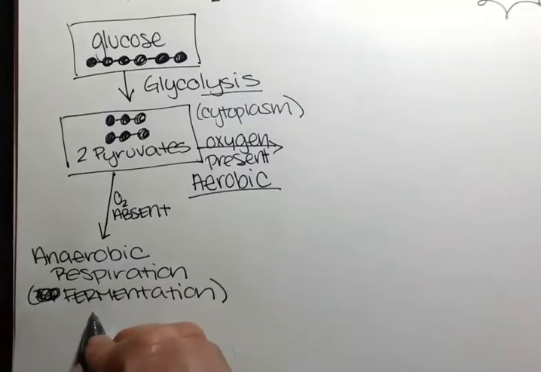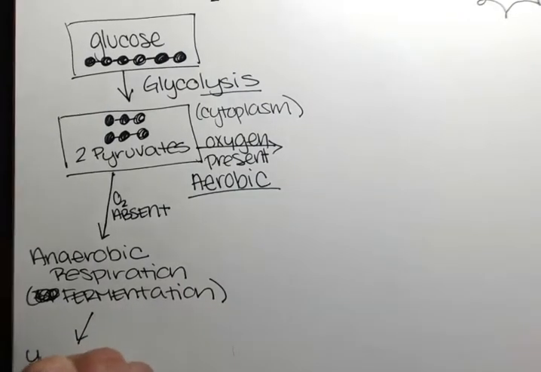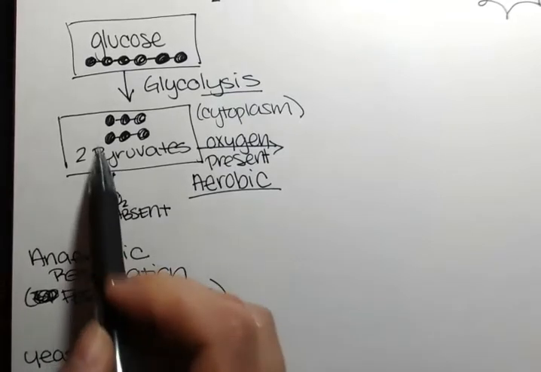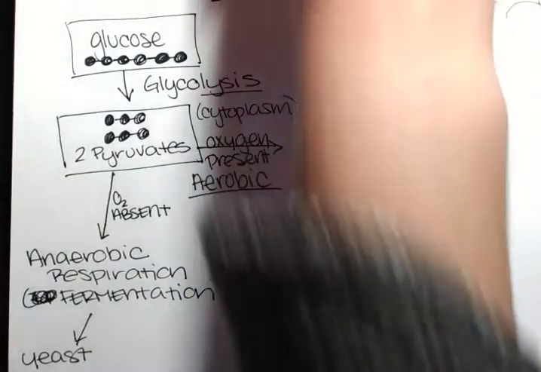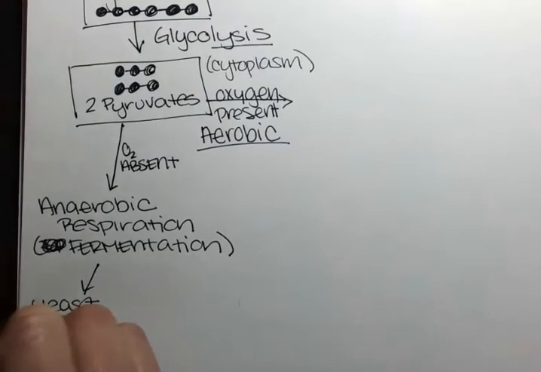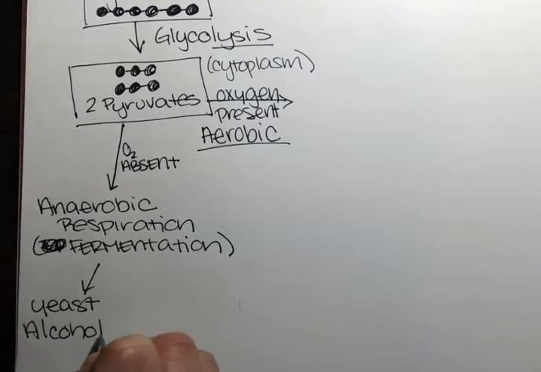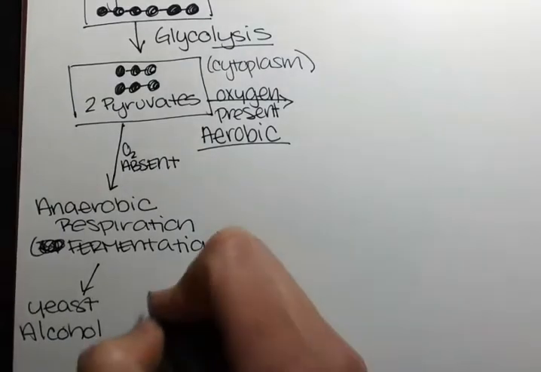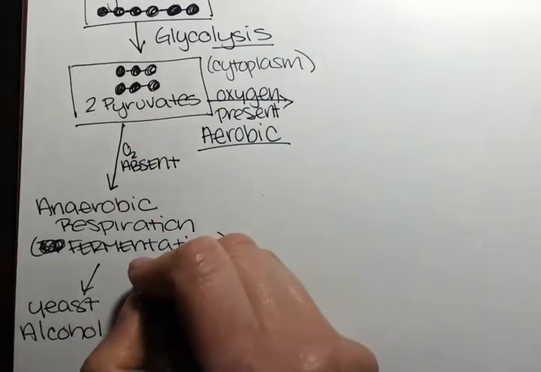So one occurs in yeast. And they break down those pyruvates into alcohol and carbon dioxide. So yeast do something called alcohol fermentation, which is just what it sounds like. They break down those sugars and generate alcohol and carbon dioxide.